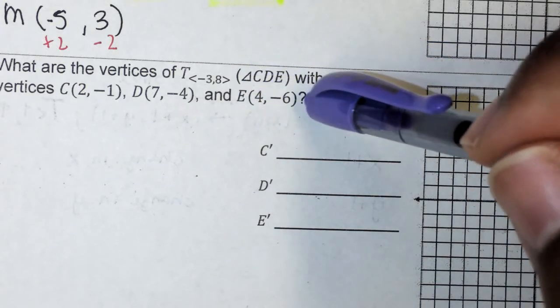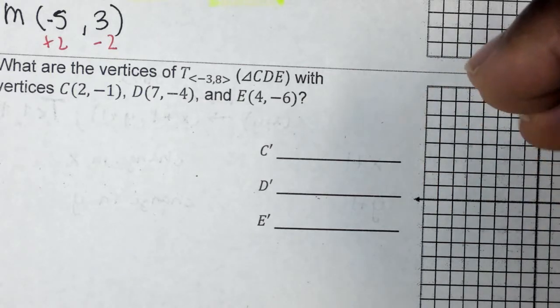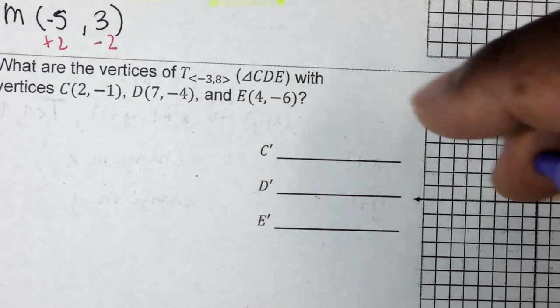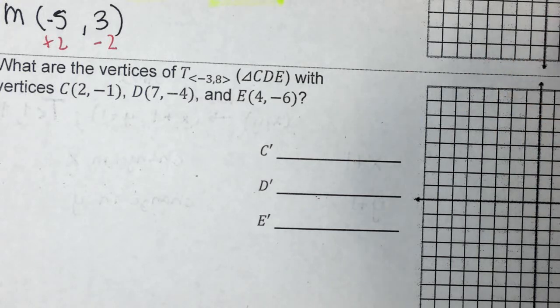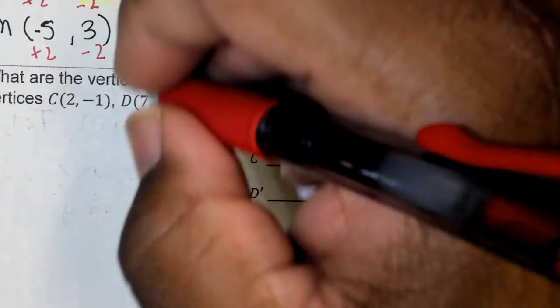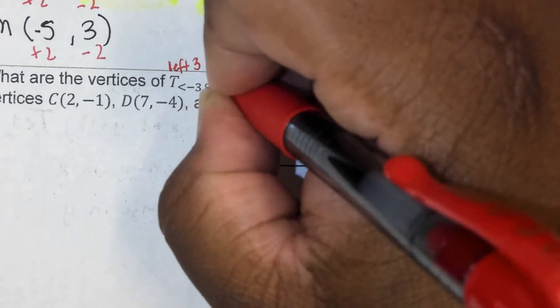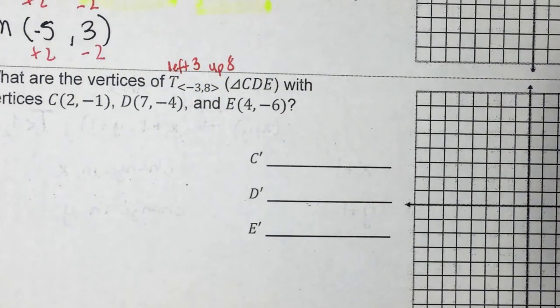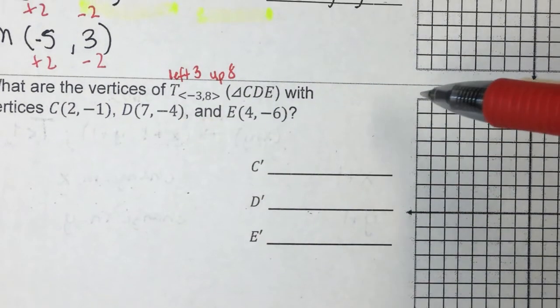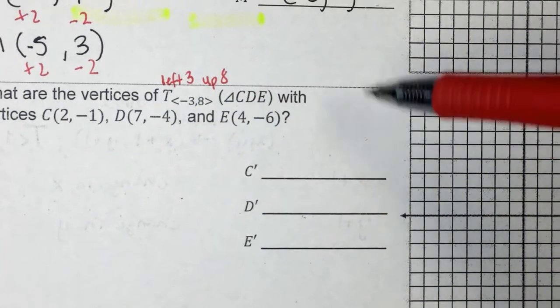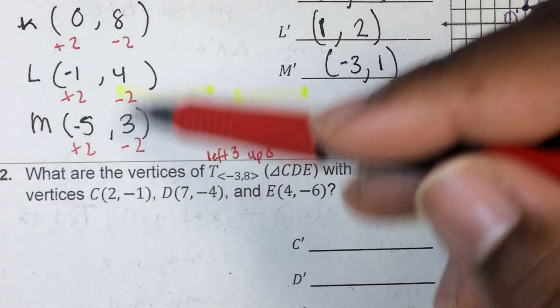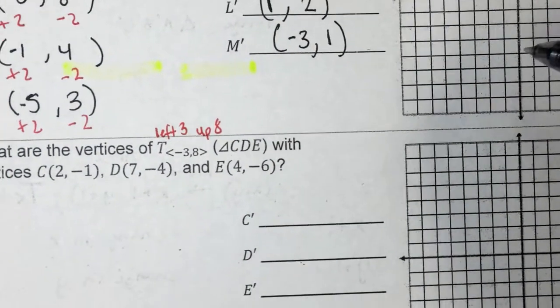Negative 3, 8 is telling you to do what? Move to the left 3, and then go up 8, right? Yep. That's what that notation is telling me. Alright. Graph your original image. Do the translation. Now you're either going to do the counting on the graph, or you're going to do your math out to the side. Either one will work for me, as long as you get it right.